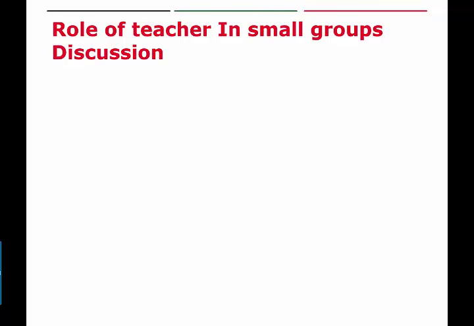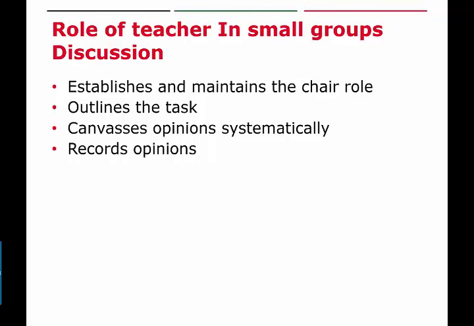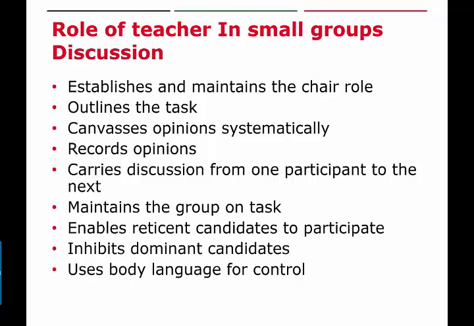So your role as a teacher is to establish and maintain the chair role, outline the task or the objective, get the opinions systematically, and then record their opinions, and you take the discussion from one point to another point. You maintain them on the task, enable absent students to participate, and control dominant candidates, and you can use your body language to control.